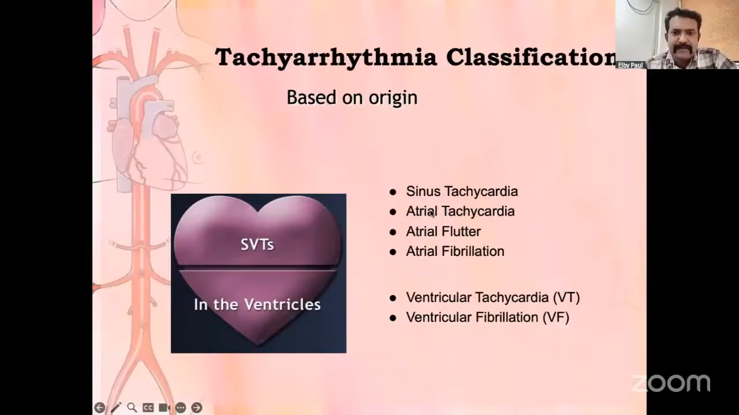One is sinus tachycardia. The second is atrial tachycardia, atrial flutter, and atrial fibrillation. These are the tachycardias from the atrium. From the ventricle, there is ventricular tachycardia with pulse and without pulse. Without pulse is dangerous again; we have to start CPR, shock, and cardiac arrest management. Ventricular fibrillation is again a cardiac arrest situation; you have to start CPR and epinephrine as early as possible.